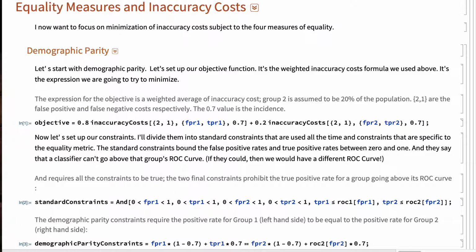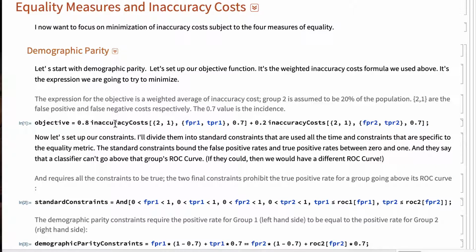Okay, so we've looked at the effects of these different ideas of justice on the false positive rate, true positive rate, and threshold of the classifier. But now let's look at what the effect is on inaccuracy costs, because we certainly might care about that. So let's start again with demographic parity. And here's our objective function. Here's what we're going to try and minimize. We're going to try and minimize the total inaccuracy costs.